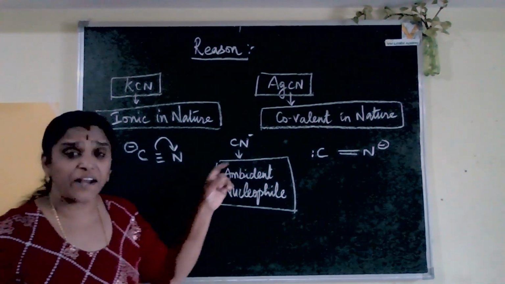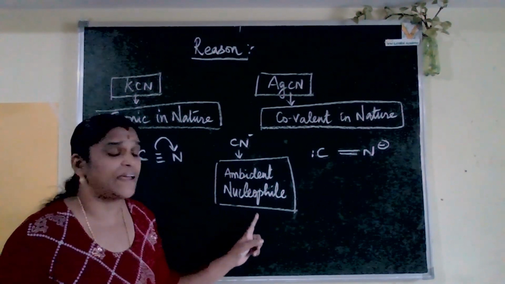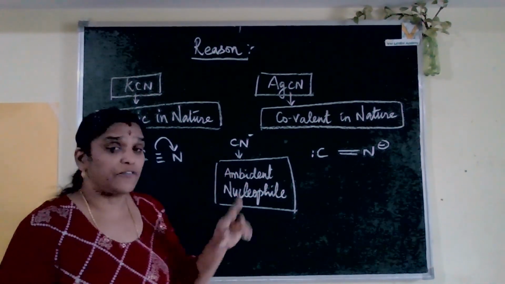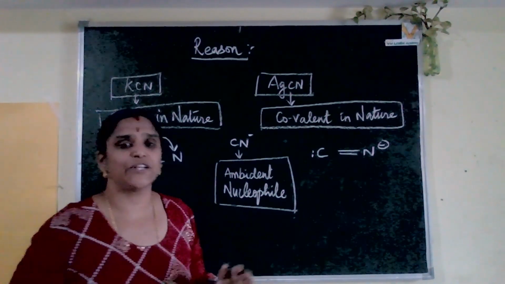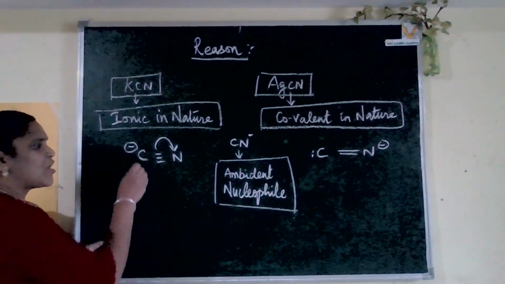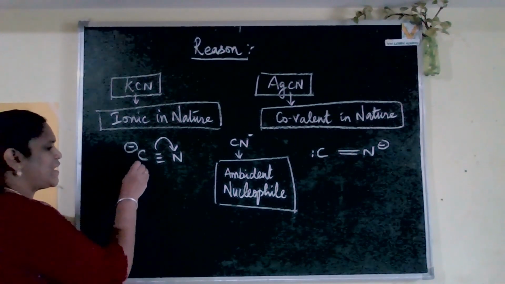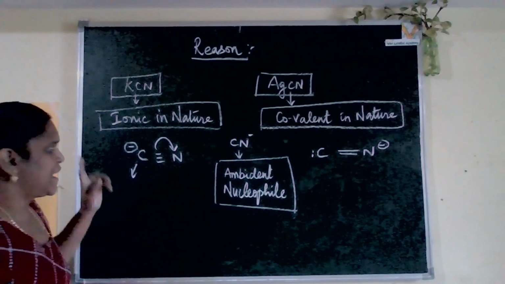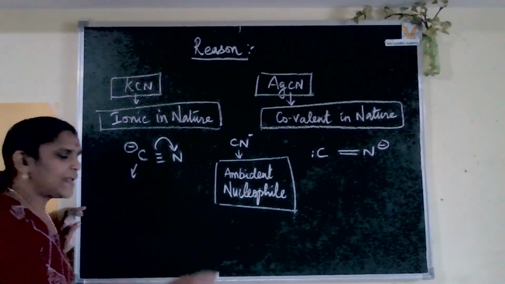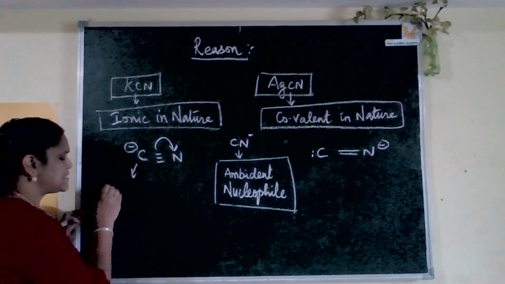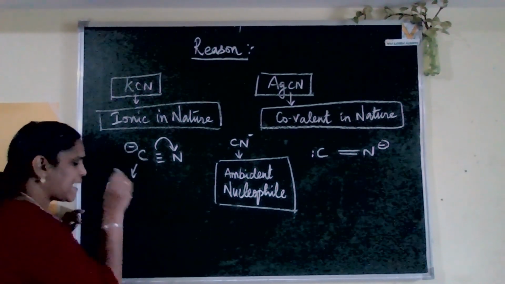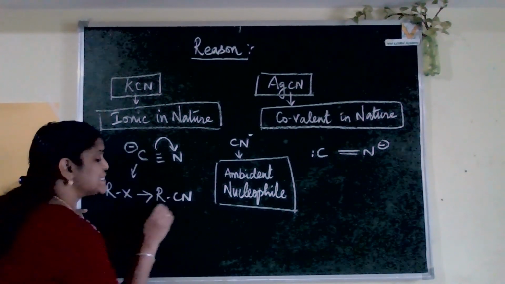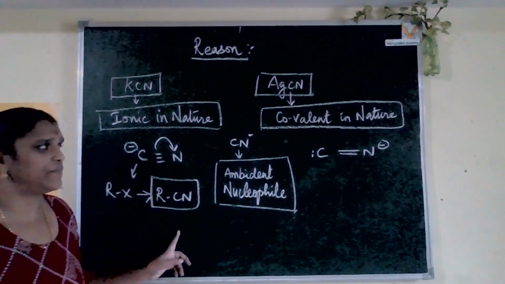And the second point, cyanide ion is an ambident nucleophile. What is an ambident nucleophile? Two different atoms can act as a nucleophile. Now, in potassium cyanide, which ionizes completely, carbon acts as the nucleophile and attacks the alkyl halide. It will become RCN, alkyl cyanide. You will get it.